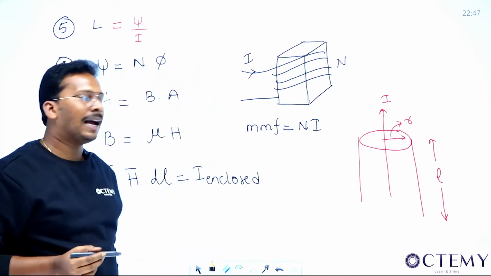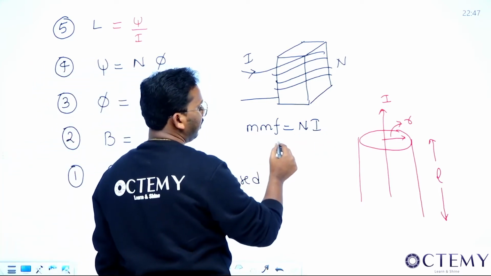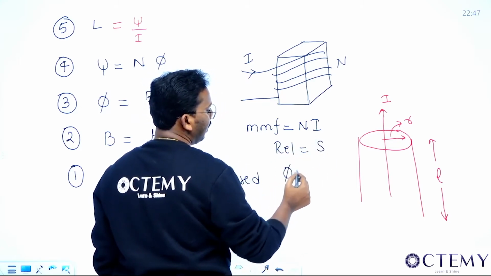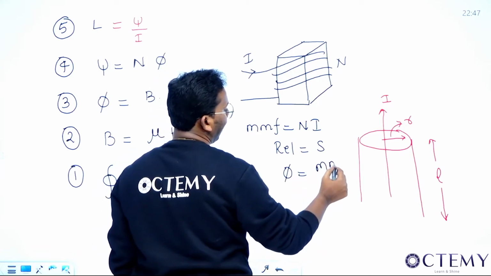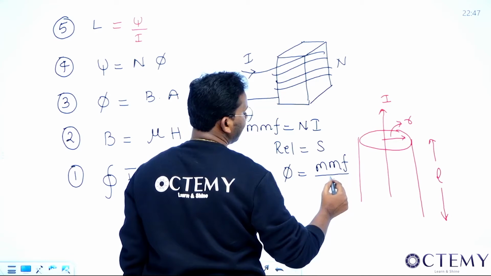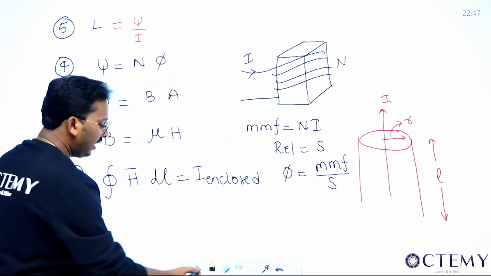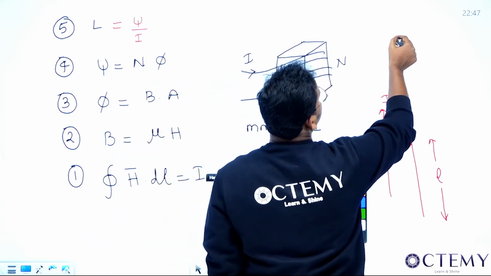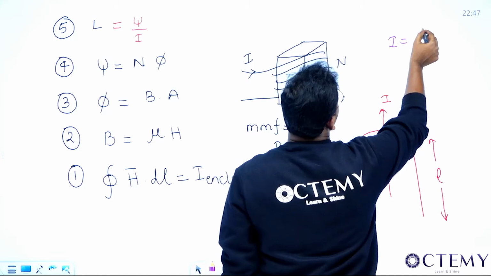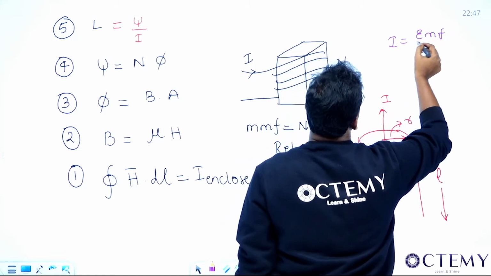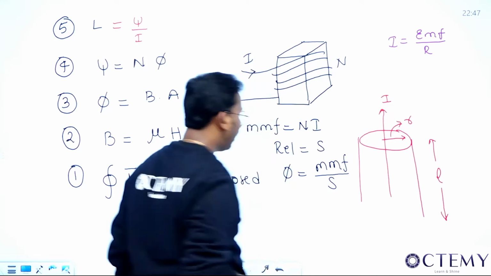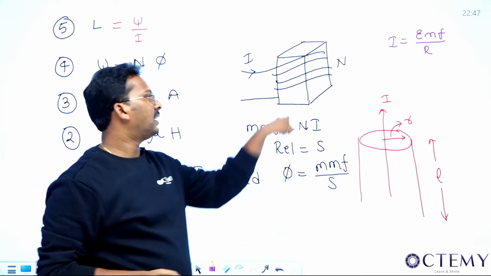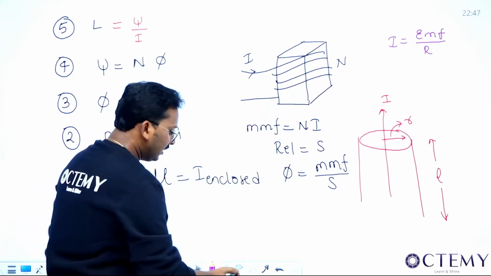Now, this iron piece will have certain reluctance, given by, say, S. Then what is the phi, sir? Phi is equal to MMF divided by reluctance S. It is the same as current in an electrical circuit: current is equal to EMF, the driving force, divided by the opposition, that is resistance. Similarly, flux phi is equal to MMF, the driving force, divided by the reluctance, the opposition to this particular thing.